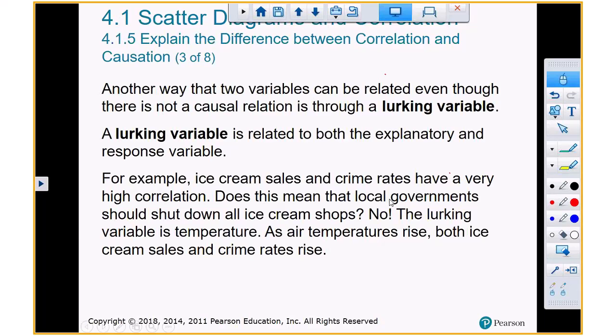Does this mean that local government should shut down all ice cream shops? No. Should you unlock your doors?